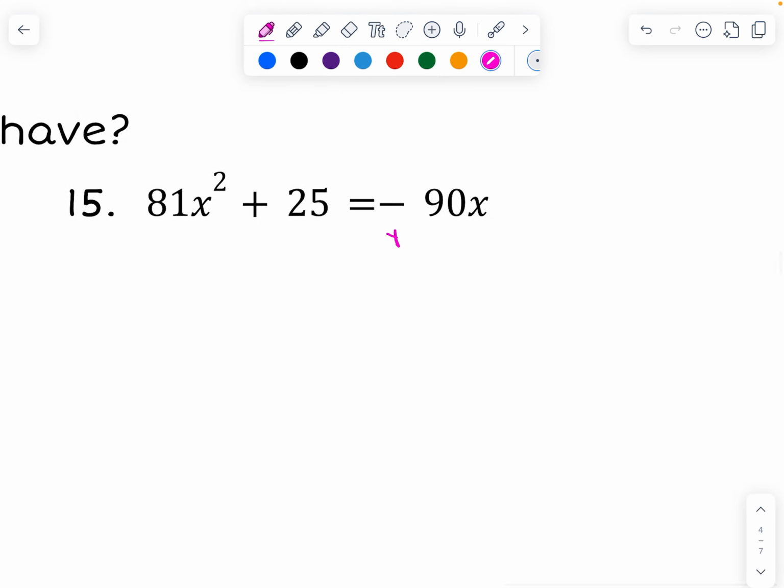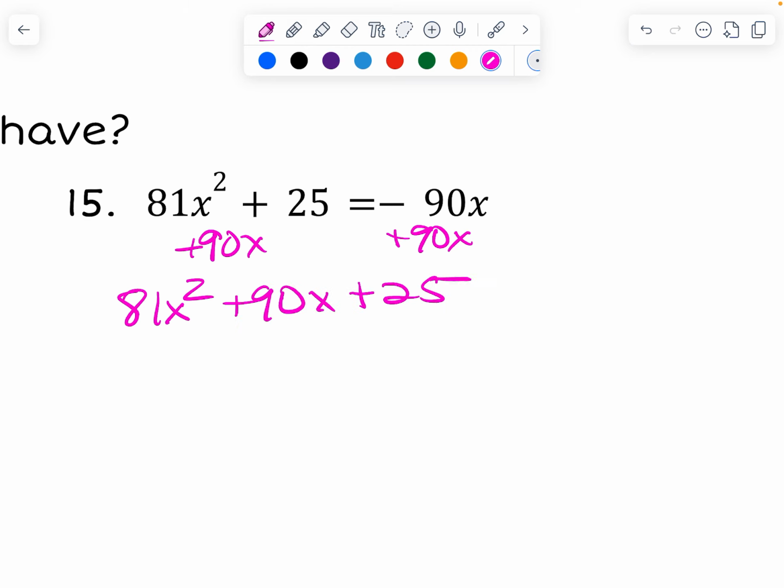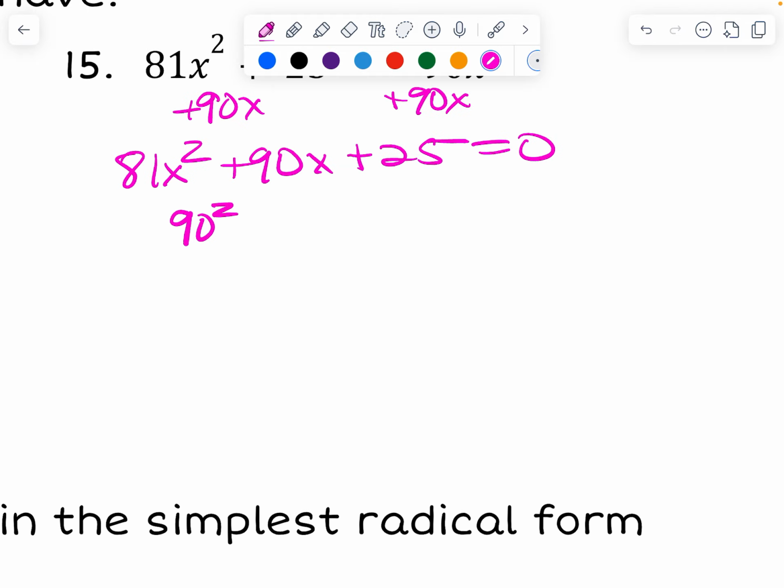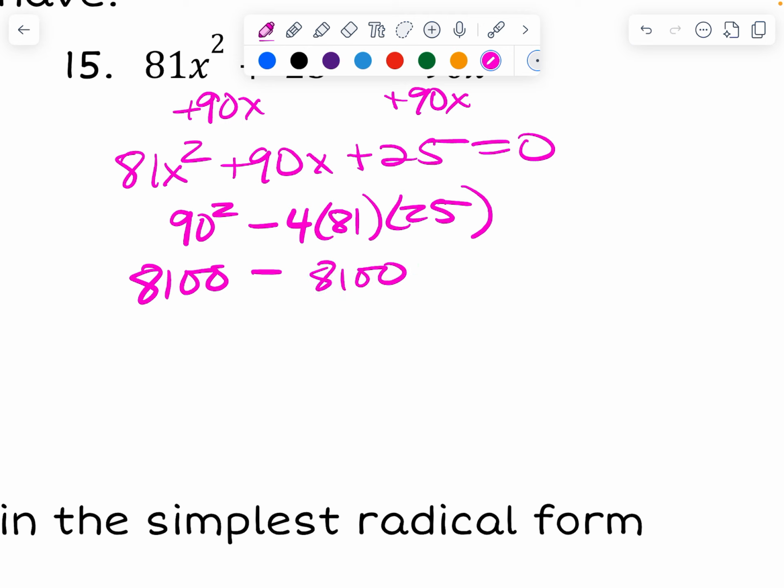This one, add the 90x to both sides. I'm going to get 81x squared plus 90x plus 25 equals 0. So 90 squared minus 4 times 81 times 25. 81 minus 81 times 4 times 25. Oh, look at that. So 0. So there's one real solution.